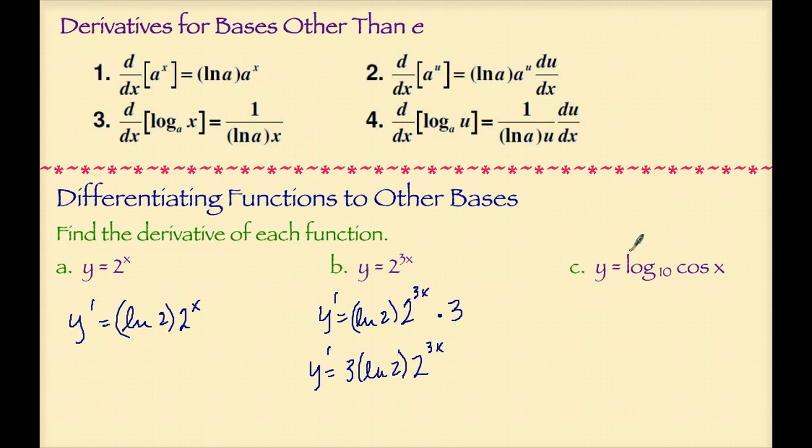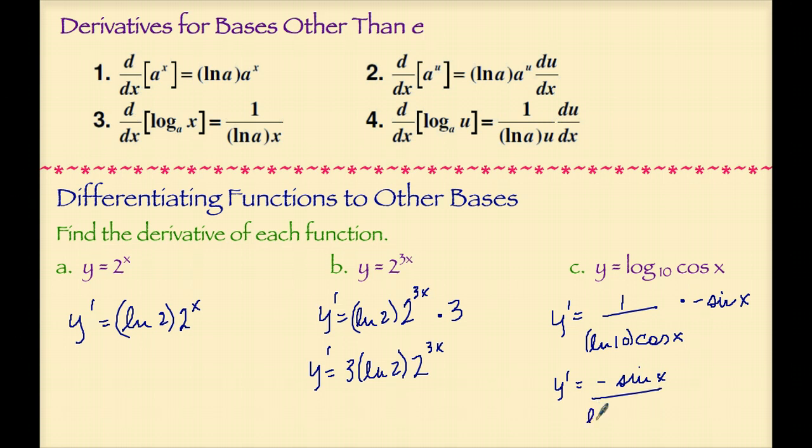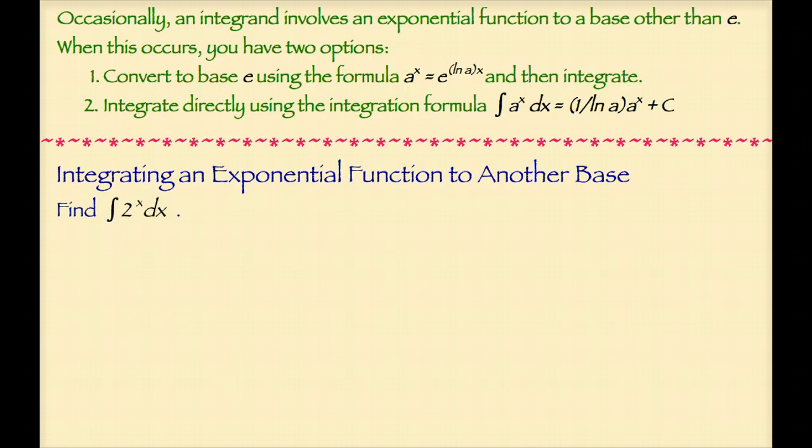The derivative of y equals log base 10 of cosine x, y prime will be 1 over natural log of 10 times cosine x, and then times the derivative of cosine, which is negative sine of x. We can rewrite this as y prime equals negative sine of x over natural log of 10 times cosine of x. But since sine over cosine is tangent, we can write this in simplified form as negative tan x over natural log of 10.